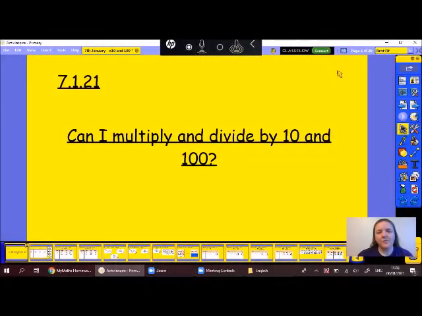Hello again, Year 4. Welcome to Maths Lesson 3. Today we're looking at how to multiply and divide by 10 and 100.